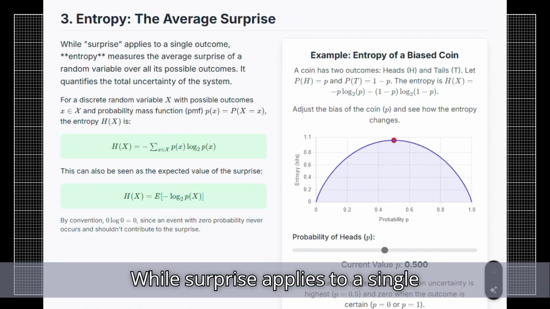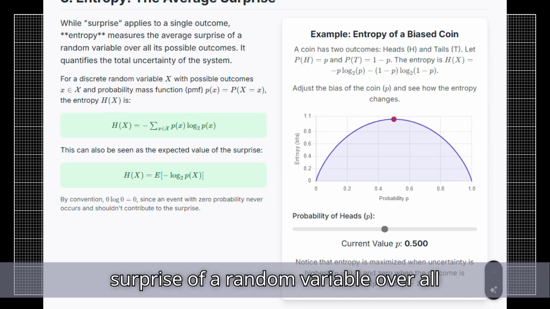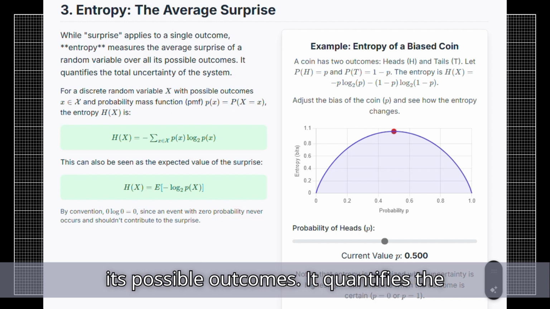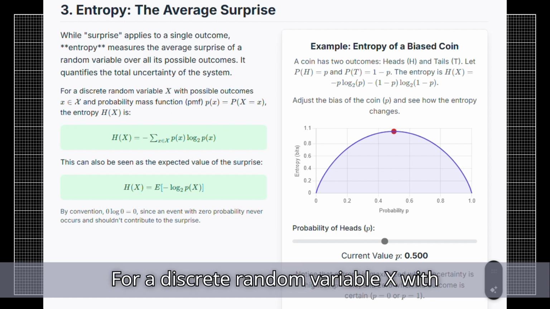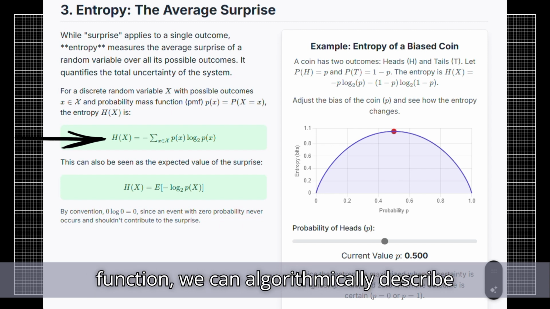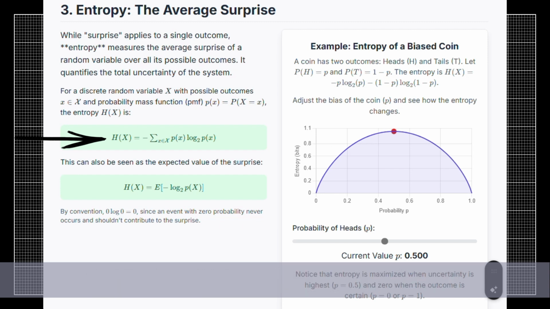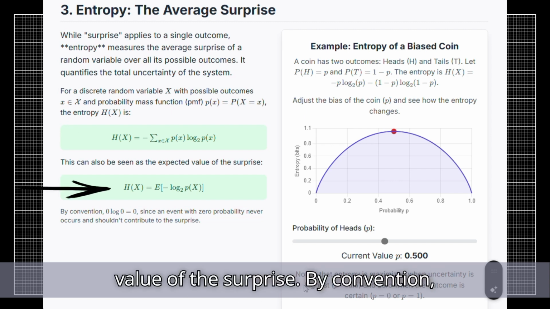While surprise applies to a single outcome, entropy measures the average surprise of a random variable over all its possible outcomes. It quantifies the total uncertainty of the system. For a discrete random variable X with possible outcomes and a probability mass function, we can algorithmically describe entropy with the following. This can also be seen as the expected value of the surprise.